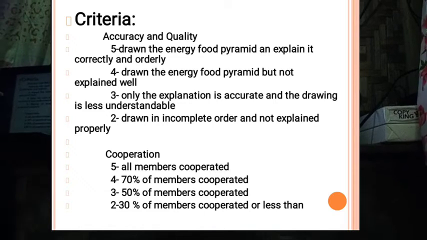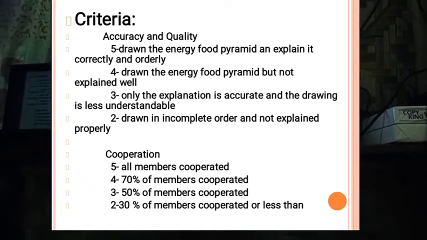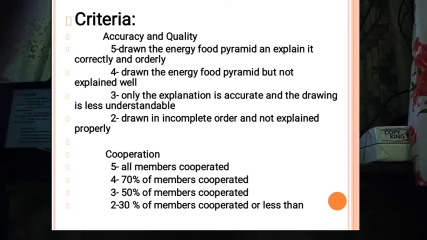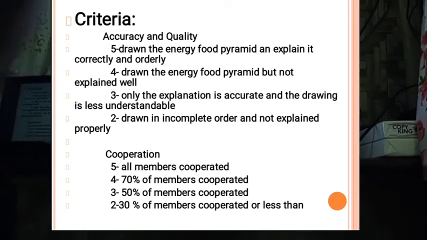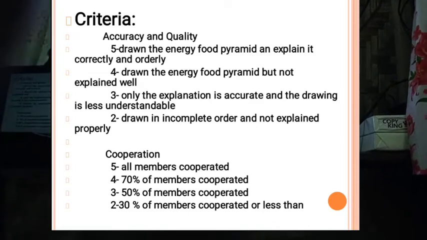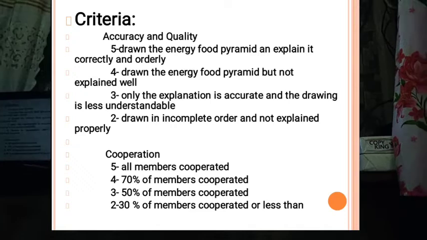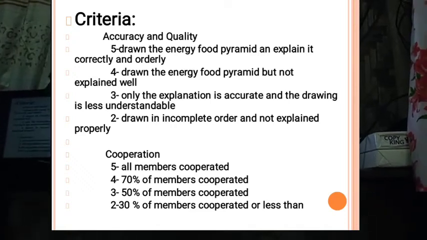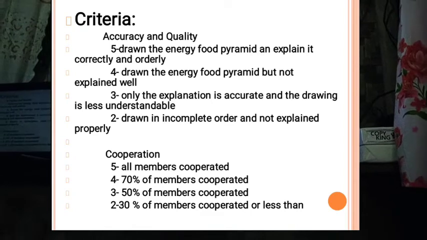For the cooperation, we have 5 points if all the members cooperated, 4 points if only 70% of the members cooperated, then 3 points if 50% of the members cooperated. For the last group, we have 2 points if 30% of the members cooperated or less.